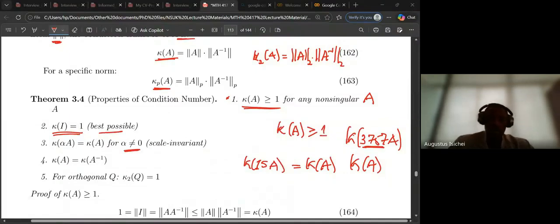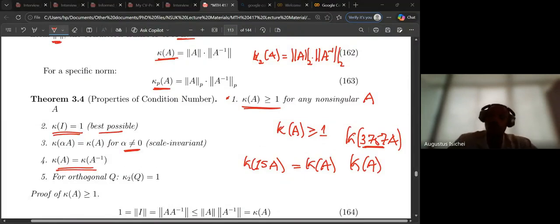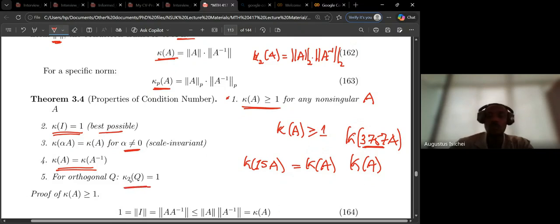Am I making sense? Then the fourth property says that the kappa of A is always equal to the kappa of A inverse. And the fifth property says that for orthogonal Q, the kappa 2 of Q is equal to 1.